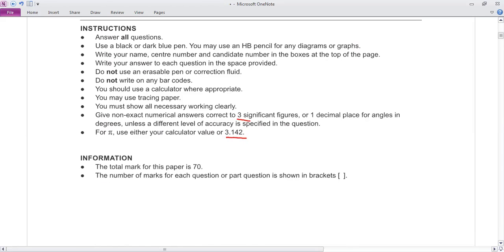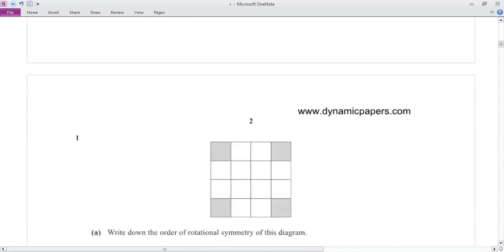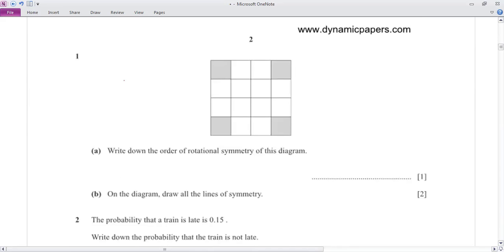And mostly the questions are short questions. Let's start with question number 1. In question number 1, this shape is given. This is actually a square shape, because you can see 1, 2, 3, 4 boxes. And it has been asked to write down the order of rotational symmetry.